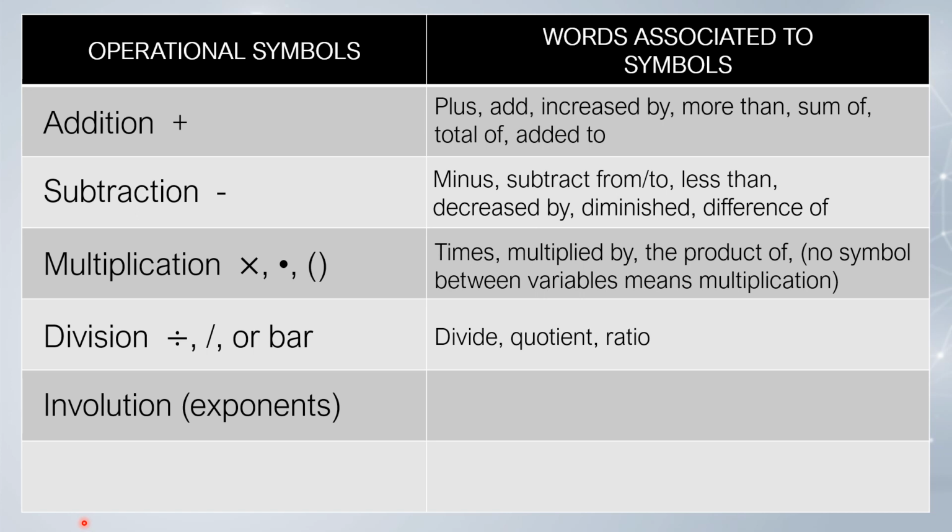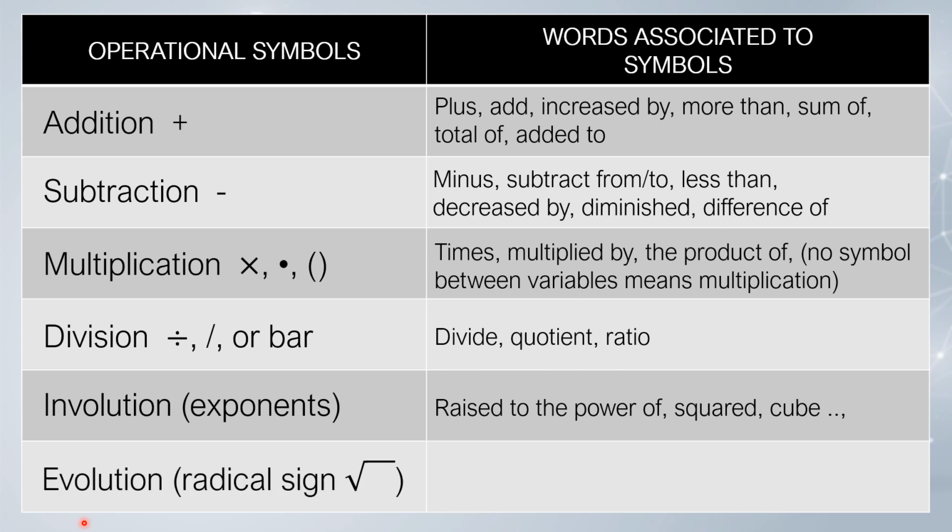Next is involution or yung ginagamit natin sa exponents. These words are raised to the power of, squared, cubed, and so on. And the last is the evolution o yung ating radical sign or yung square root symbol. So, ang mga words ay nth roots, where n is any positive integer.